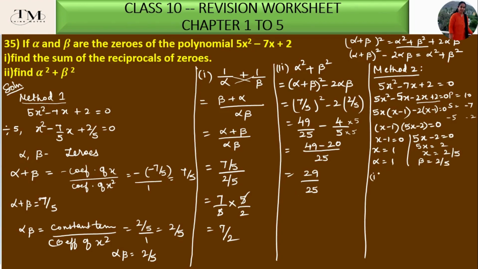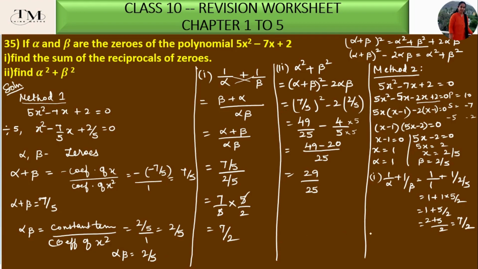Now for the first term, what we have to find? 1 by alpha plus 1 by beta. So substitute the values. 1 by alpha is 1, plus 1 by beta is 2 by 5. What is 1 by 1? 1 by 1 is 1 plus, if you take the denominator to numerator, it will inverse, that is 5 by 2. So 1 plus 5 by 2. So take 2 as LCM and cross multiply, you will get 2 plus 5, which is 7 by 2.